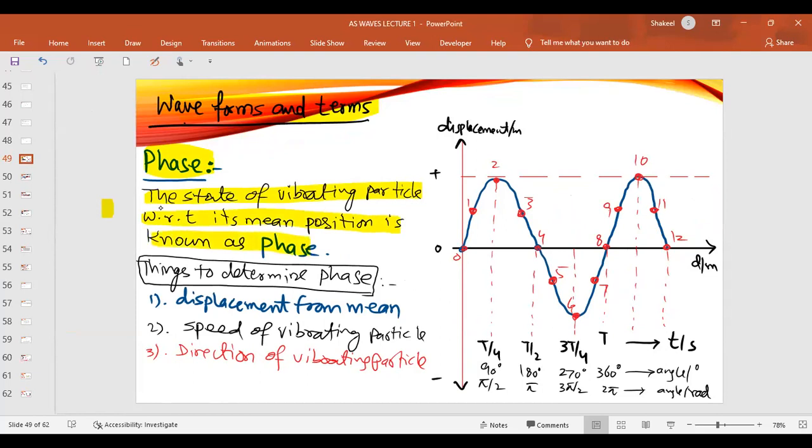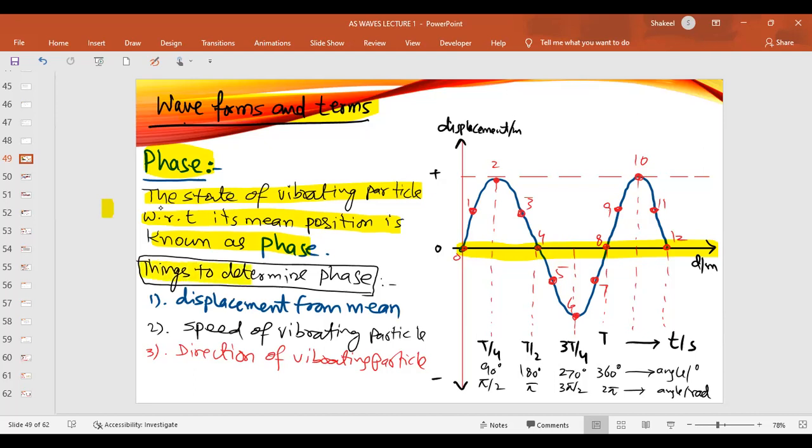When there is no wave in the medium, all the particles are resting at their mean position. But as soon as a disturbance or a wave passes through, all the particles are displaced from their mean position and they start vibrating up and down, oscillating. So phase is actually the state of a vibrating particle with respect to its mean position.